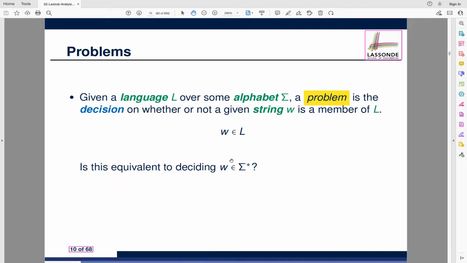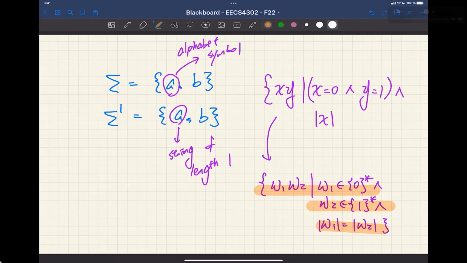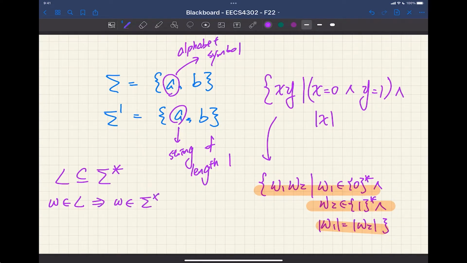Sigma star is just all the strings. And the language might be a little more restrictive. Exactly. So if you recall very briefly, when we define L, we say L is a subset of sigma star. Could be the same, but usually they're different. Should be smaller. So when you say W is a member of L, that implies W is a member of sigma star, versus W is a member of sigma star implying W is a member of L.